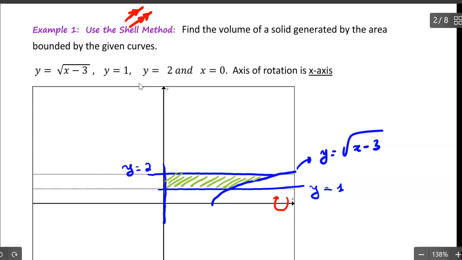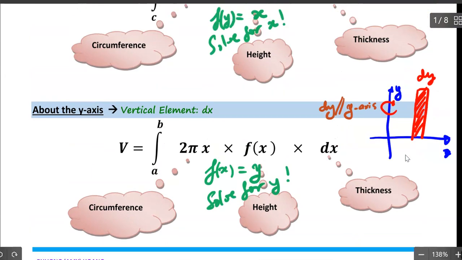Now the axis of rotation is the x-axis, so I'm going to draw my element. This horizontal element is parallel to the axis of rotation because I have to use the shell method. After this point, we are good to go, because we are going to take this area and revolve it about the x-axis. And we are going to find the formulas that we need to use for this. The formulas are up here.